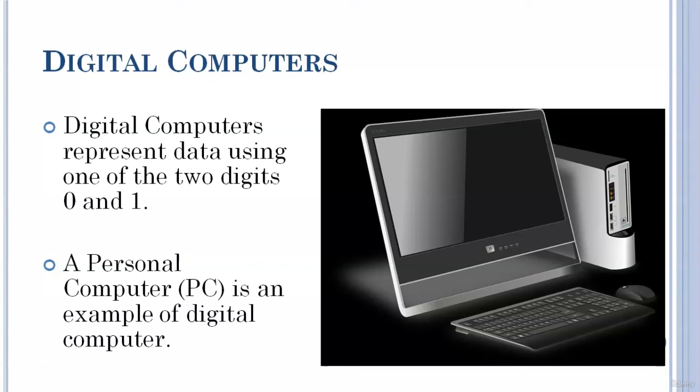Digital computers represent data using one of the two digits 0 and 1. 0 represents the off state and 1 represents the on state of the transistor. The digital computers use different combinations of the two states of the transistors, that is 0 and 1, to represent the data.